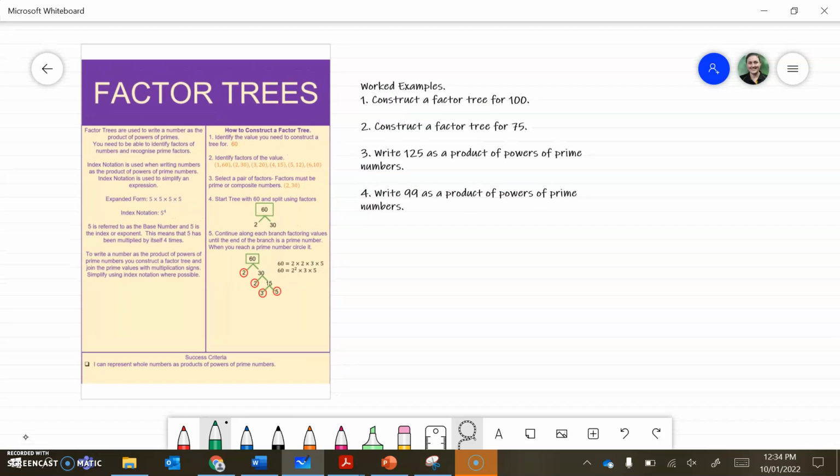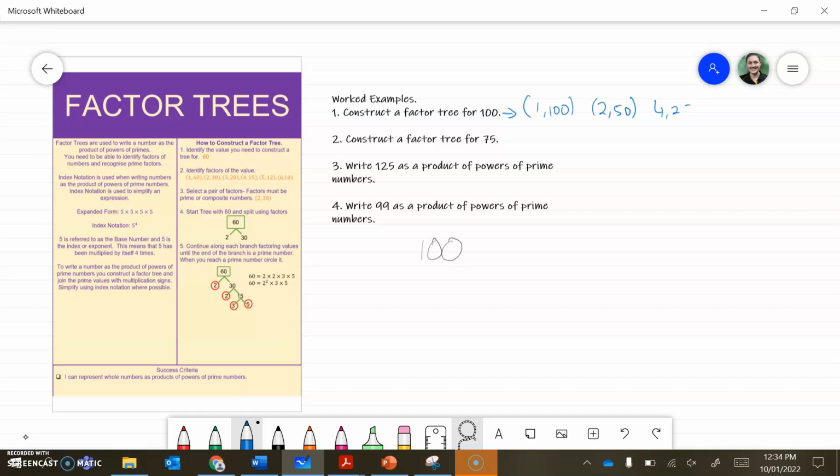So our worked examples. If we construct a factor tree for 100, we start with 100. Up here next to 100, I'm just going to write our factors of 100. So we've got 1 and 100, 2 and 50, 4 and 25, 5 and 20, 10 and 10. Now, straight away, I know I can't use the 1 and 100, because if I use 1, I'm basically just starting from the beginning again with the 100, so there's no point of using the 1 and 100.